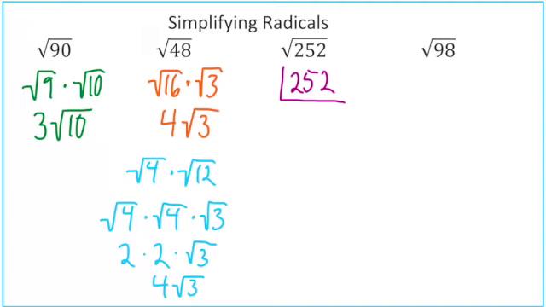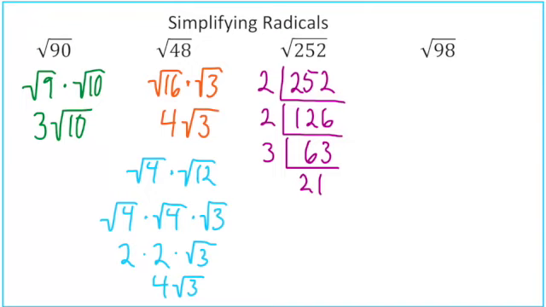So 252, can I divide it by 2? Yeah, it's an even number, and I'm left with 126. I can divide by 2 again, and I'm left with 63. 63 can be divided not by 2, but by 3, and I would be left with 21. 21 can be divided by 3, and I'm left with 7, which can only be divided by 7.